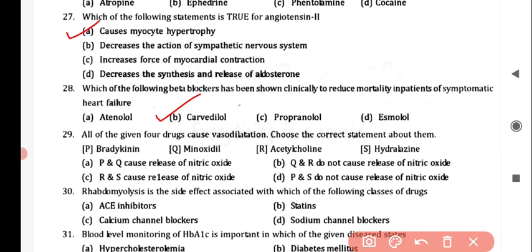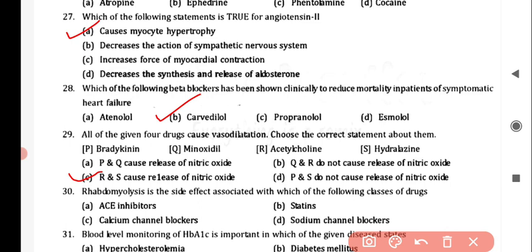Next question is, all of the given four drugs cause vasodilation. Choose the correct statement about them. And here P is bradykinin, Q is minoxidil, R is acetylcholine, S is hydralazine. So the correct answer is option C, that is R and S cause release of nitric oxide.